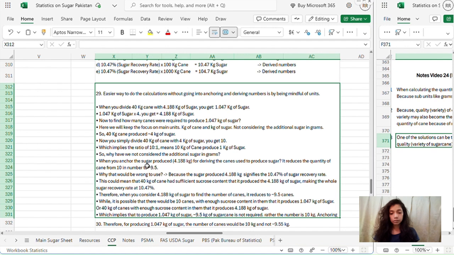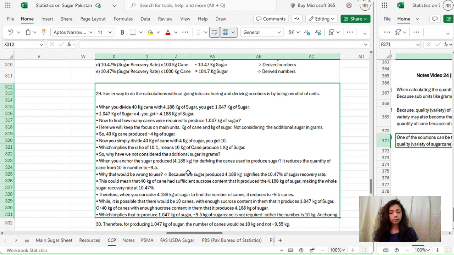So why have we not considered the additional sugar in grams? This is the point to consider. When you anchor the sugar produced at 4.188 kg for deriving the canes used to produce that sugar quantity, it reduces the quantity of cane from 10 to 9.5.